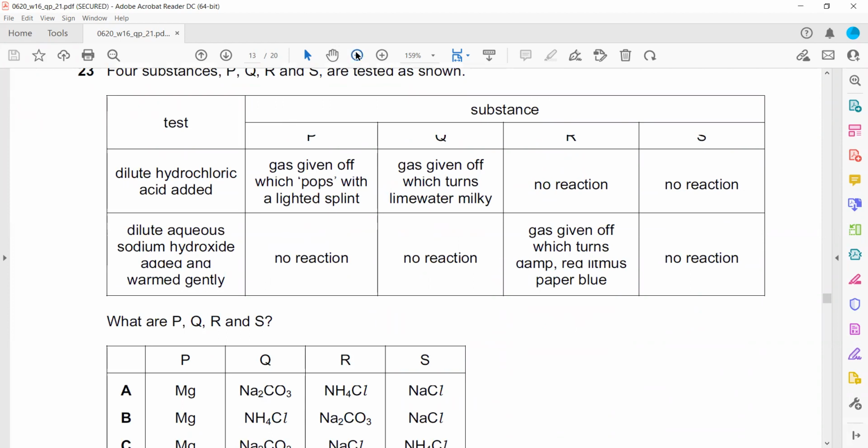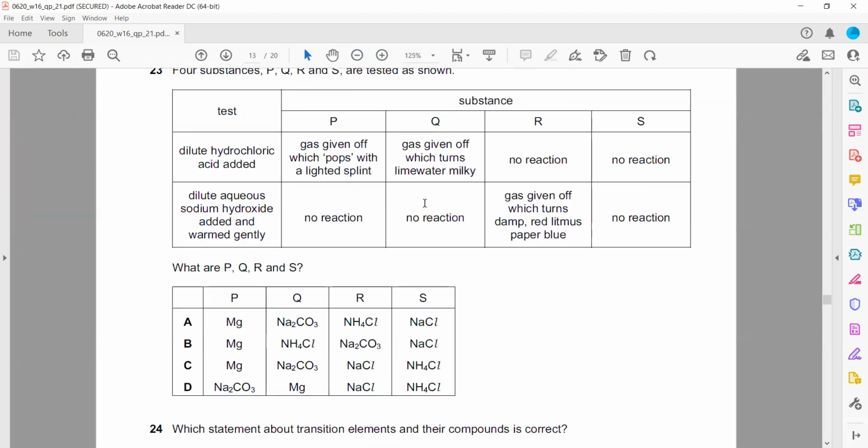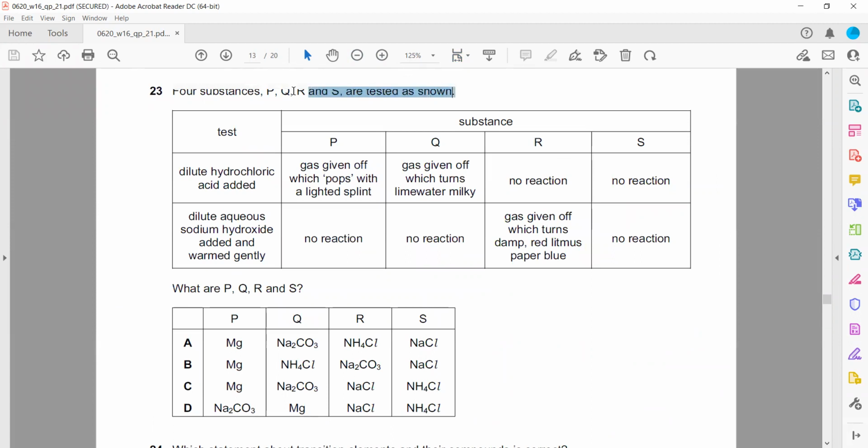Four substances are tested: P, Q, R and S. So the question is, what are P, Q, R and S? From these tests, we have to identify what P, Q, R and S are. When we add acid, a gas is given off which pops with a lighted splint. So a substance which reacts with acid and pops with a lighted splint means hydrogen gas is given off.